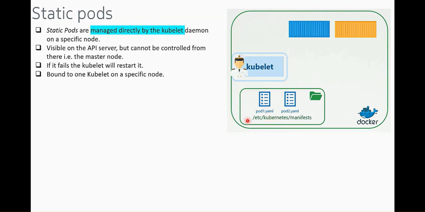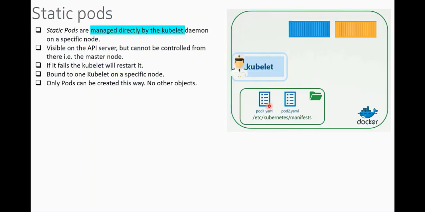If their manifest file has been placed inside a specific worker node, they will be bound to that specific node only. And only pods can be created this way, no other objects. That means you cannot create a static replica set. You cannot create a static deployment. Only pod as an object you can create as a static pod.